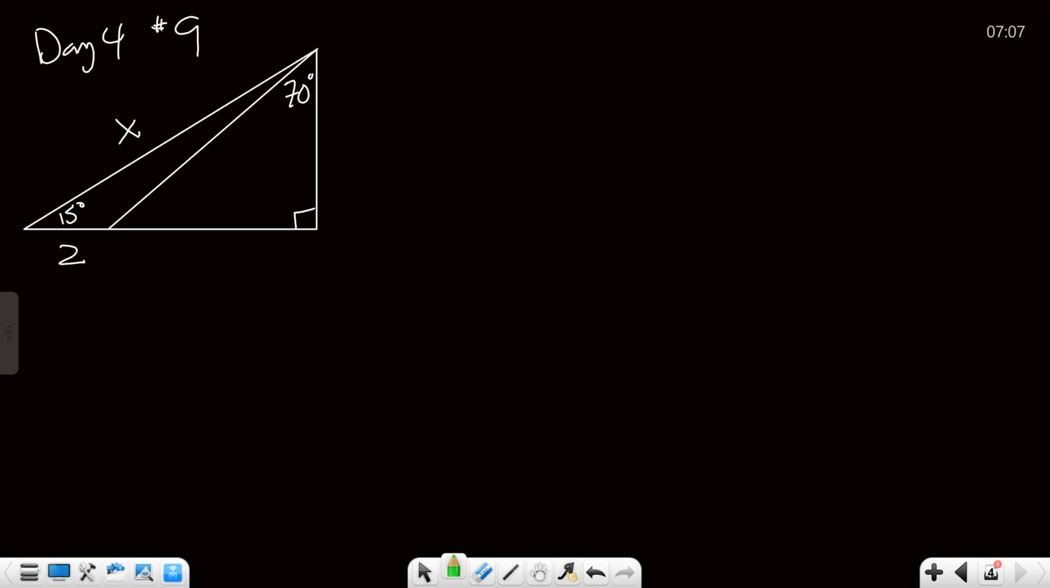First thing I noticed is that this angle is 20 degrees. Why is that 20 degrees? Because I've got a 70 up there. These two angles are complementary. Okay, so how does that help me?